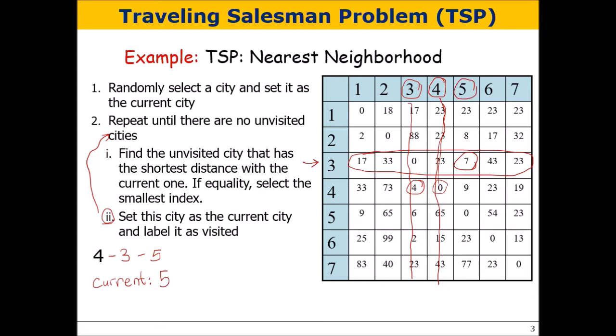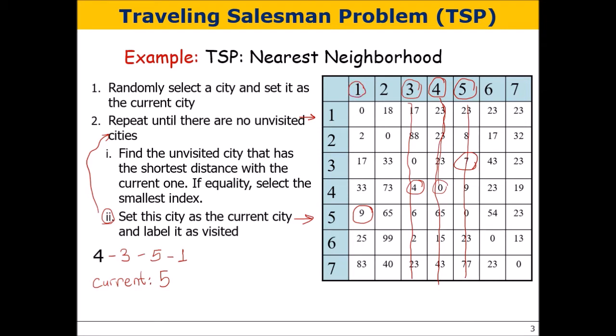Let me make these adjustments. We are currently in 5. There are still unvisited cities 1, 2, 6, 7, and I will find the one with the shortest distance from 5. I have to look at this current city's row, and I see that city 1 has the shortest distance. So now we are going from 5 to 1, and the current city becomes 1.